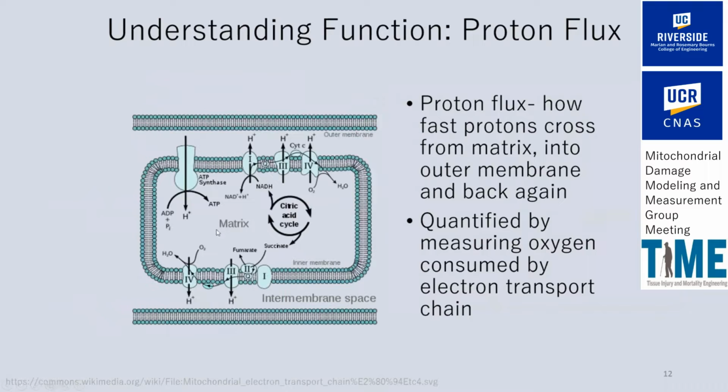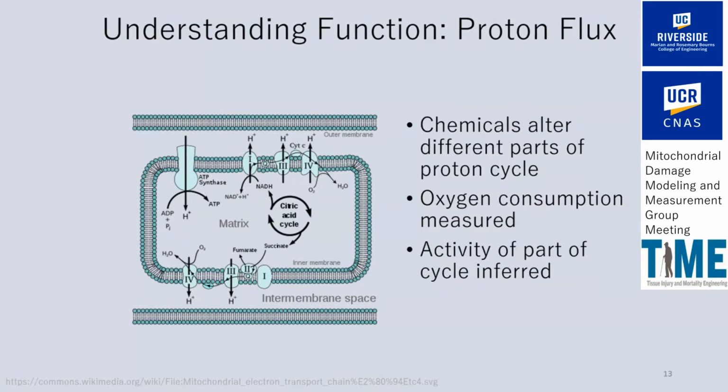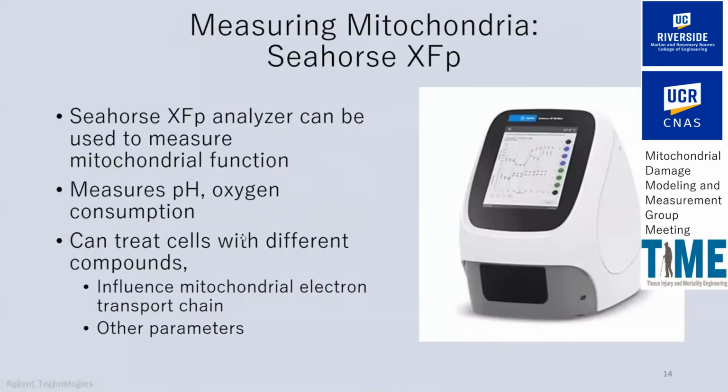Collectively, this process makes up something called proton flux, and we can quantify it by measuring the oxygen consumed by the electron transport chain indirectly. The cell looks to maintain a constant proton gradient and constant ATP levels in the cell. So it is reasonable to assume that the cell will do this, and that will manifest as a change in oxygen consumed by the citric acid cycle and the electron transport chain. And so by modifying this, measuring oxygen consumption, we can infer how different aspects of the cycle are performing.